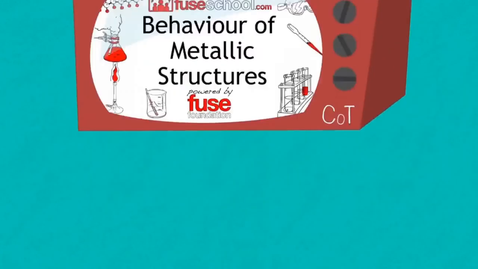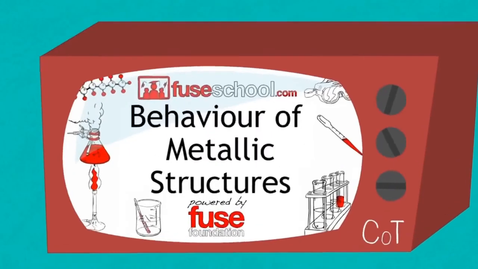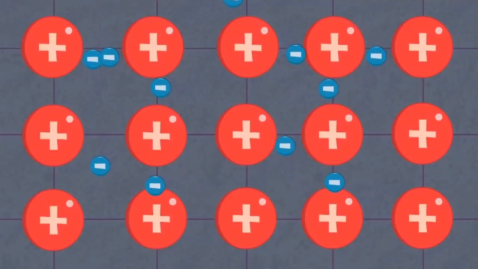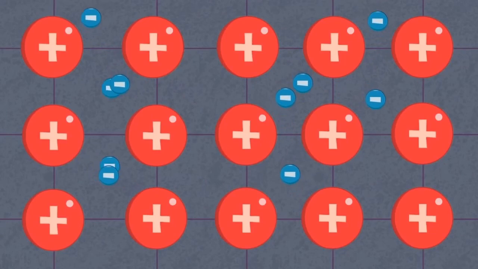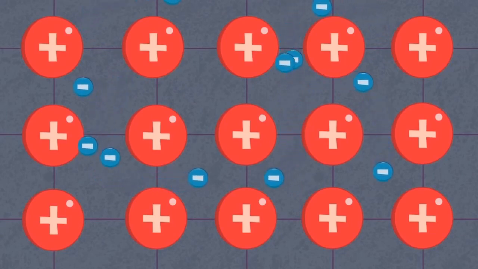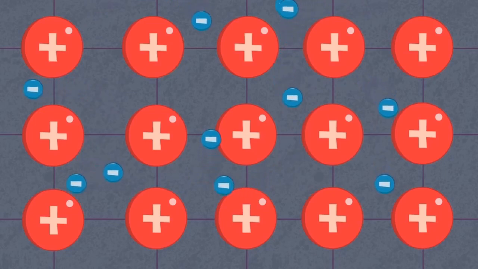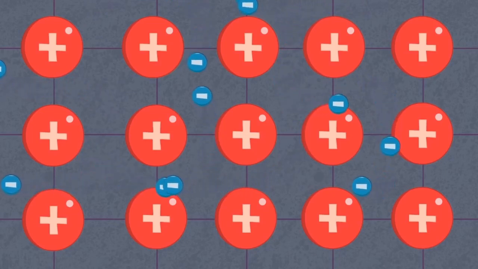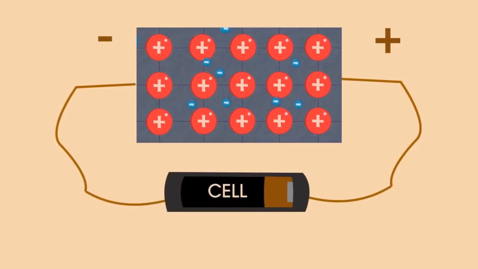From our lesson Behaviour of Metallic Structures, we know that electrons in a metal aren't bound to particular atoms. They form a sea of electrons that can move easily if a potential difference or a voltage is applied across it. This could be from an electrical cell or a battery. The electrons will begin to drift towards the positive terminal of the battery, and this is what happens when current flows. Current is the movement of charge, in this case electrons.